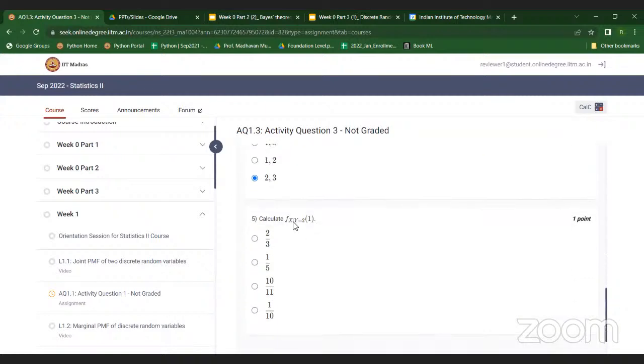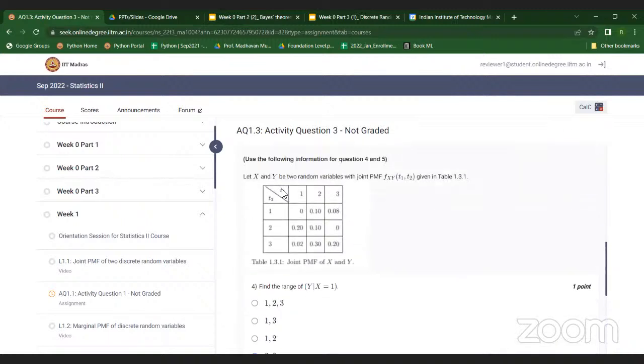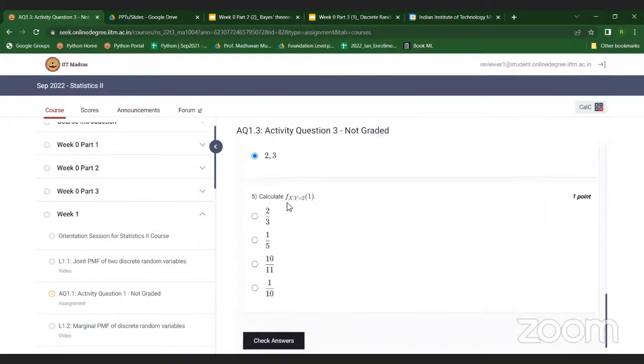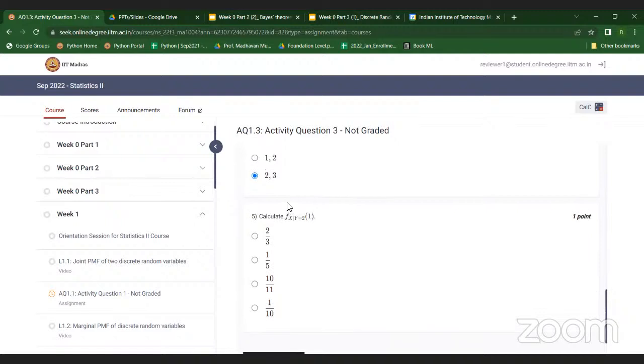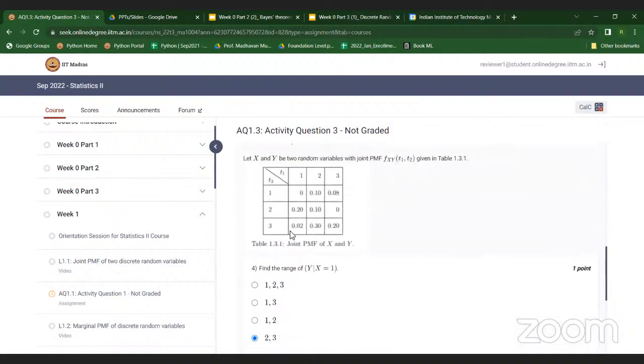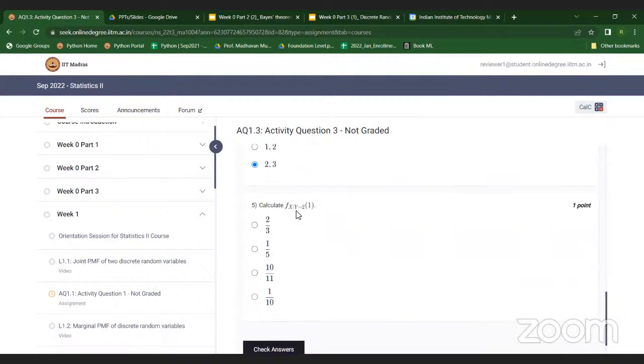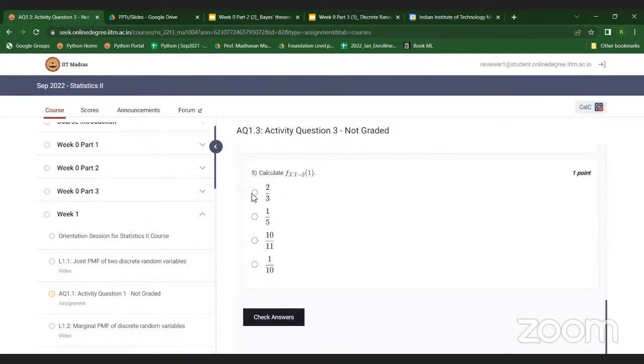Calculate the probability that X equals 1 given Y equals 2. Given Y equals 2, the marginal PMF of Y equals 2 is 0.3. And the probability of X equals 1 and Y equals 2 is 0.2. So it's going to be 0.2 by 0.3, that is 2 by 3.